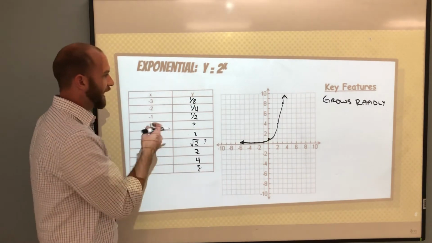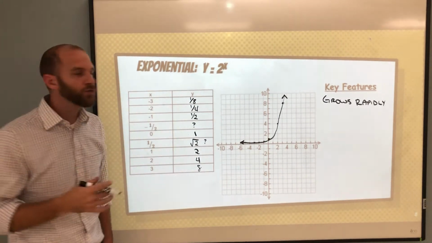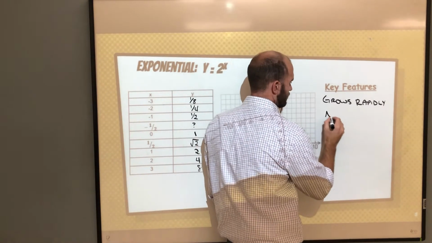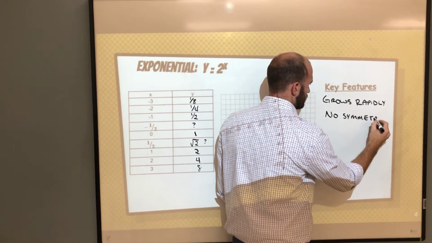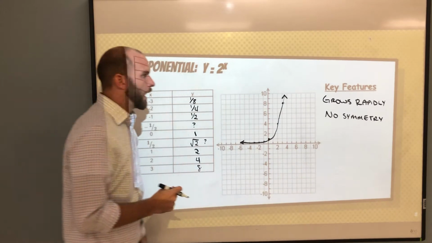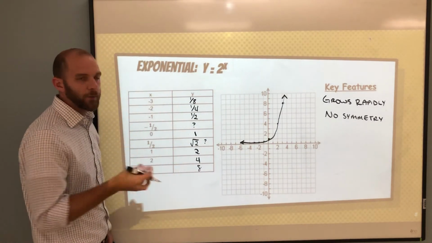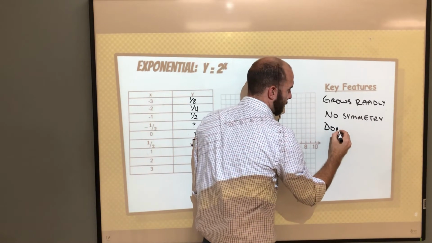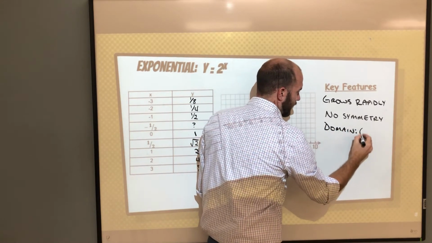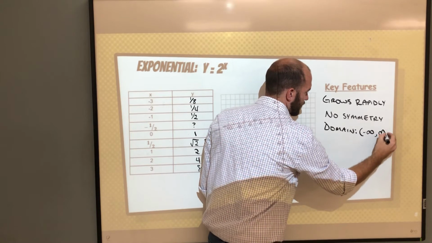Another thing to note for the exponential curve is there is no symmetry. And if we talk about the domain and range, there's no limit to the x value. So the domain would be all real numbers or negative infinity to infinity.